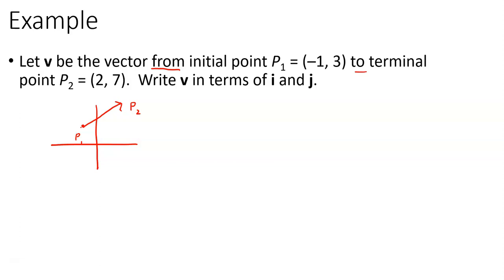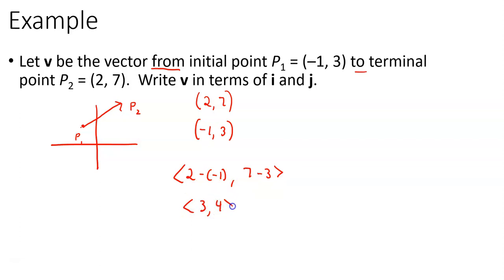So I need to take the point P2 and subtract P1. So P2 is the ordered pair 2, 7. P1 is negative 1, 3. So now subtract them. 2 minus a negative 1 is the first coordinate. 7 minus 3 is the second coordinate. So 2 minus a negative 1 is 3. 7 minus 3 is 4.